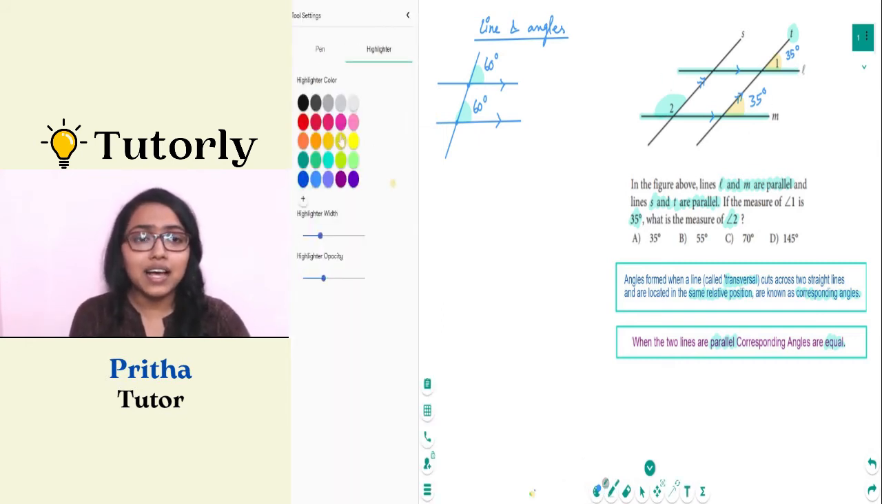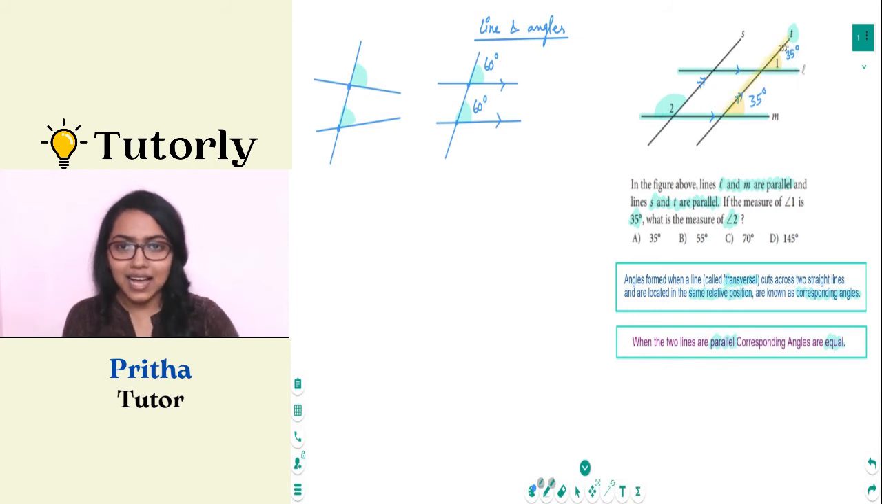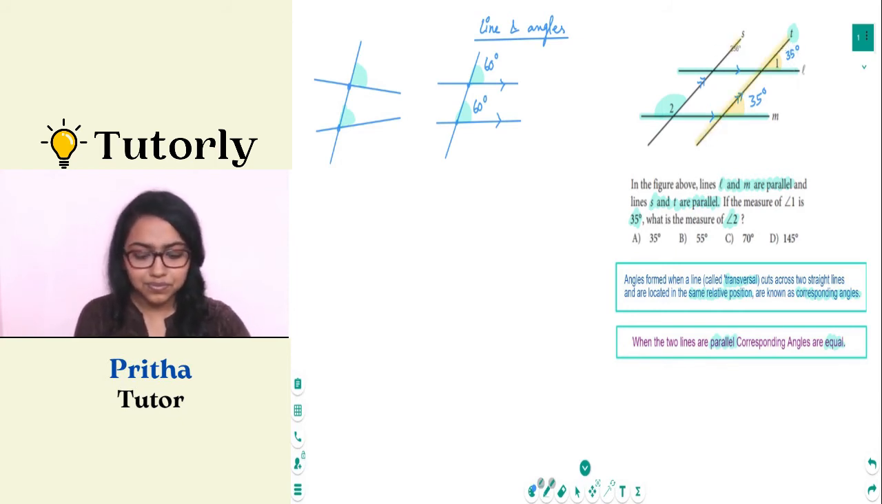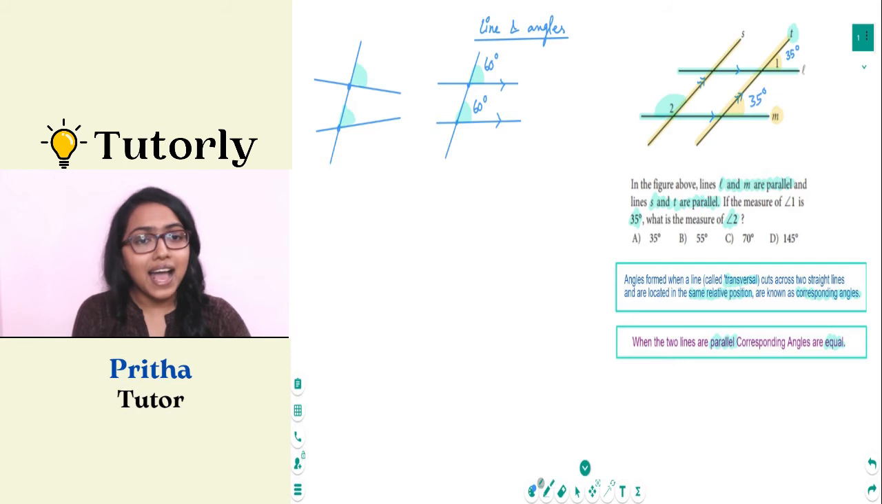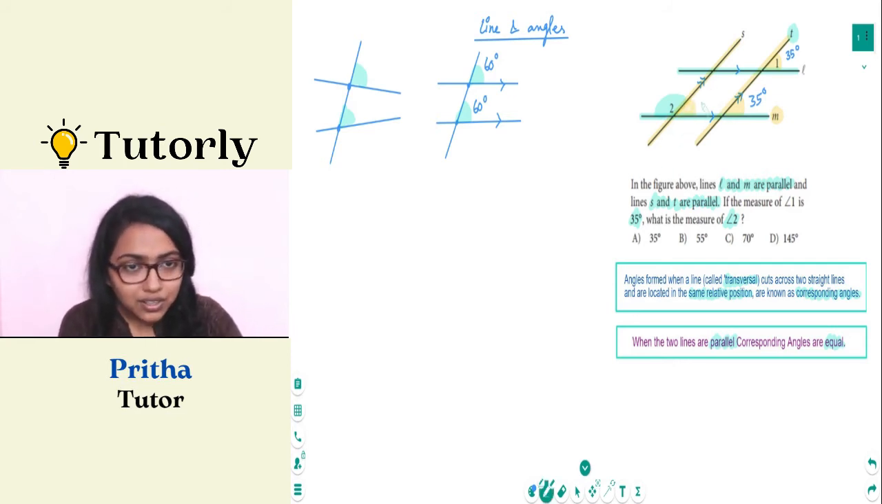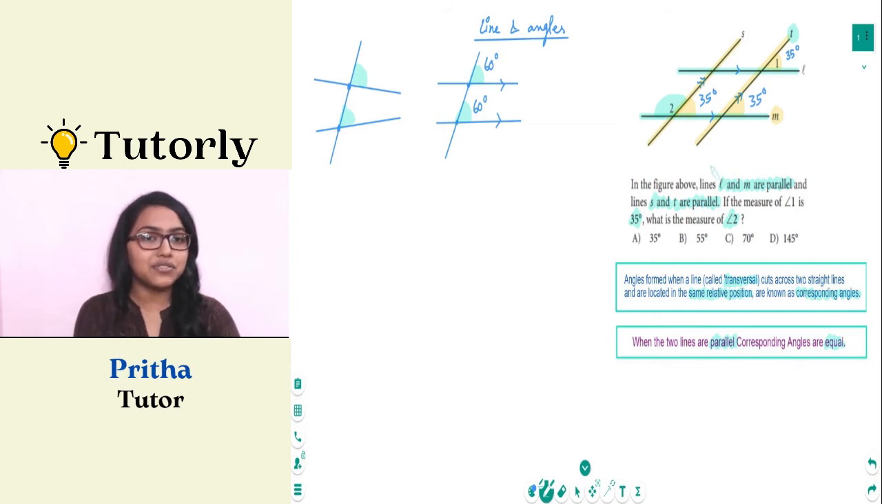Now, here's another pair of parallel lines. So if we consider that, then T and S are parallel. So this angle which we just marked here will have a corresponding angle if we take M as the transversal. So here this angle is going to be our corresponding angle, and the measure is again going to be equal. So this will also be 35 degrees.